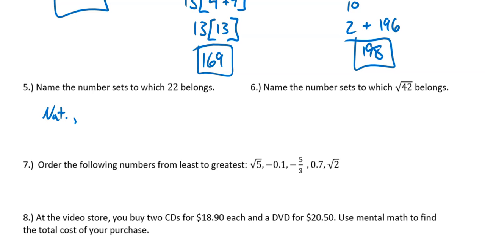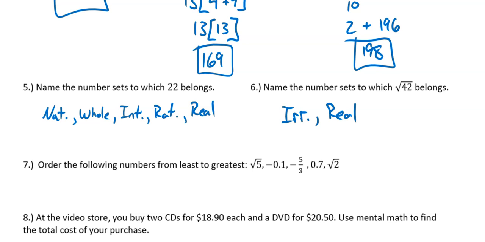But if it's a natural number, it's automatically a whole number. And if it's a whole number, it's automatically an integer. And if it's an integer, it's automatically a rational number. And if it's a rational number, of course, it's also a real number, because we've only dealt with real numbers here, okay? If we look at something like the square root of 42, that's a never-ending, never-repeating decimal, which makes it an irrational number, so the smallest category is irrational. But then, of course, it's still a real number as well, okay?